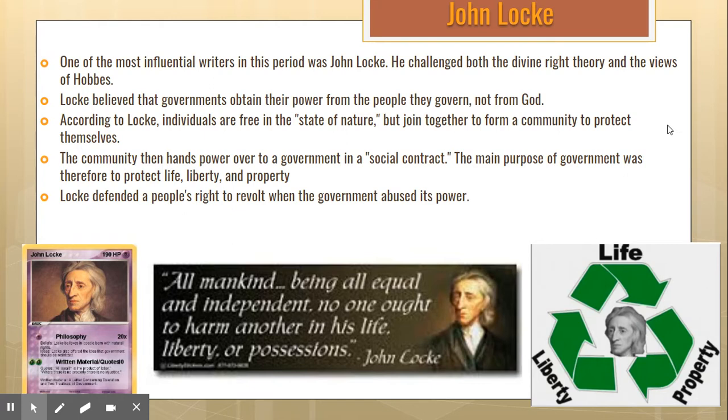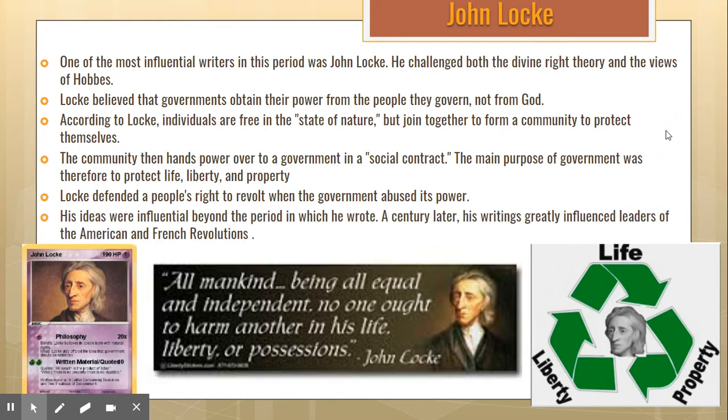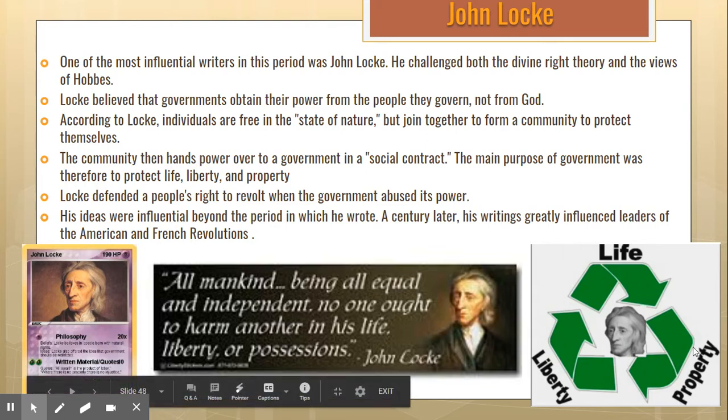So Locke defended a people's right to revolt when the government abused its power. So if they abused their power, they were breaking their social contract with the people. So his ideas were influential beyond this period in which he wrote, and centuries later, his writings really influenced the leaders of the American and the French Revolution. So remember that life, liberty, and property, that's what the government is there to protect.